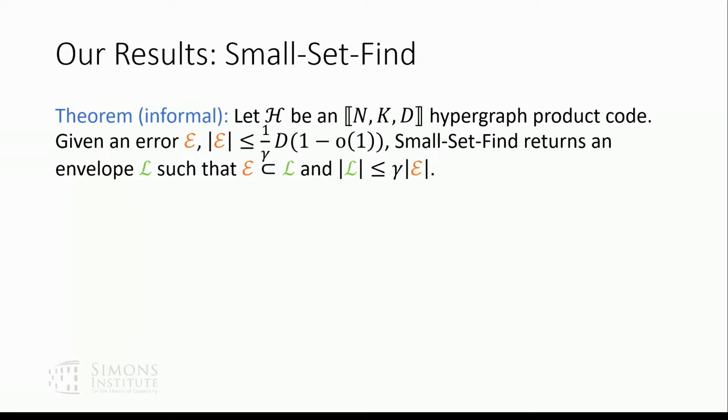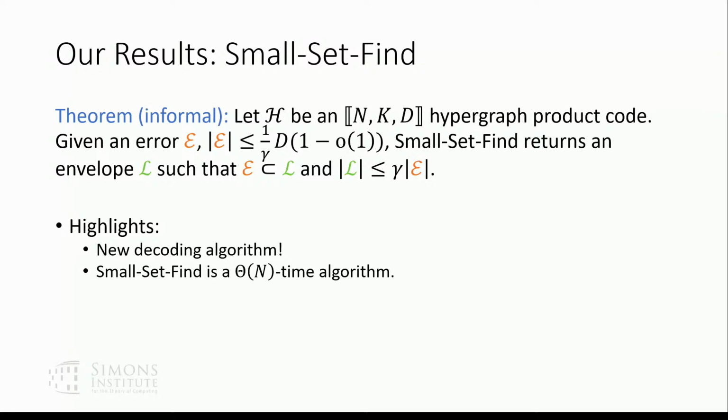So we have the hypergraph product code. If the error is not too large, we can find the superset of the error, which is constant size. So it's a different decoding algorithm than previously because it does conversion to erasures. It is a linear time algorithm that finds this set of suspicious errors, and it can handle up to some linear fraction of the distance, where this depends on the parameters of the graph.